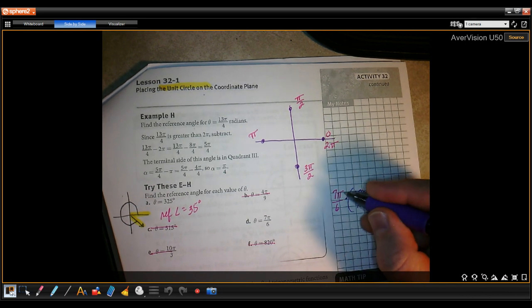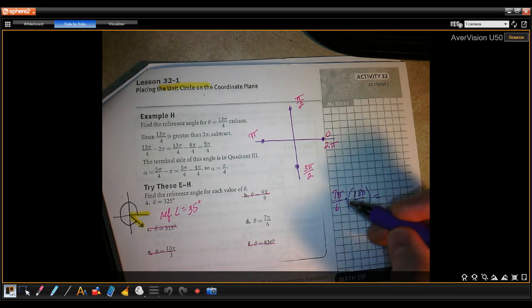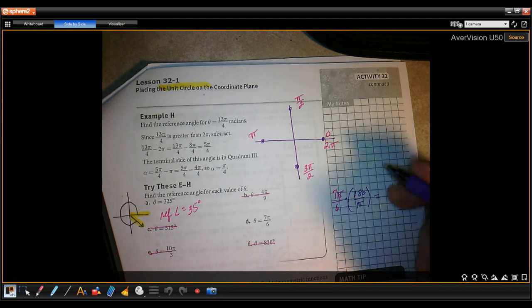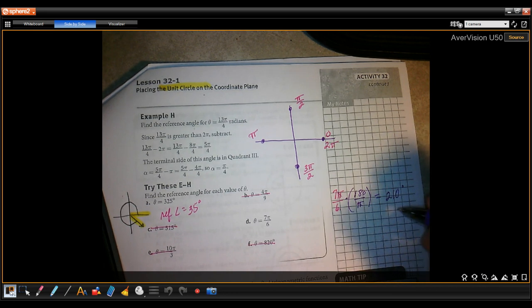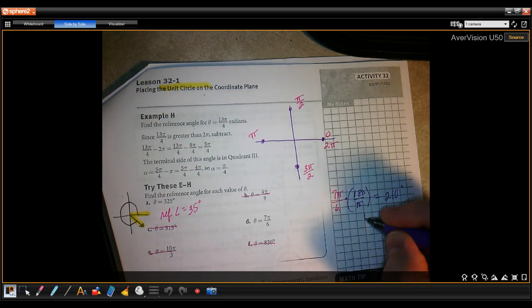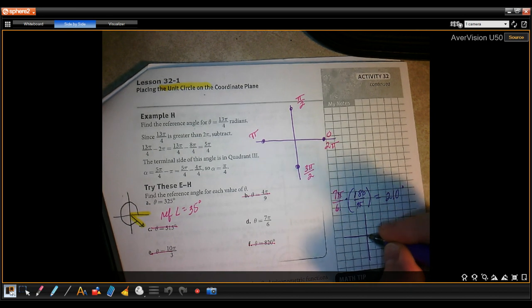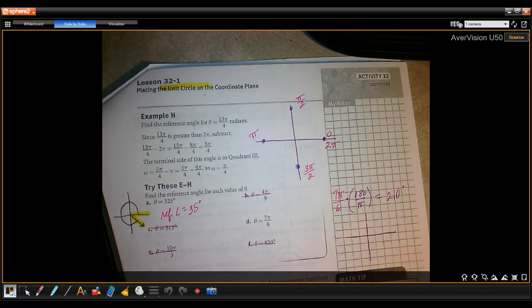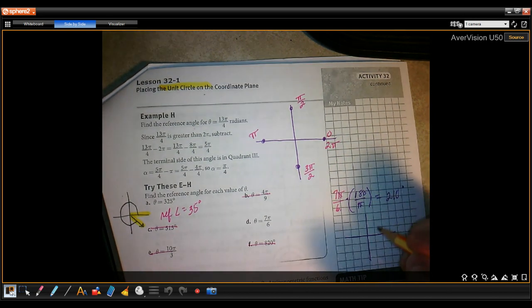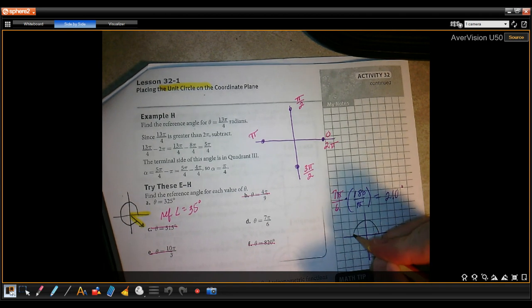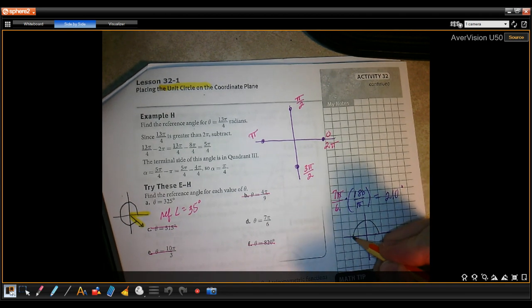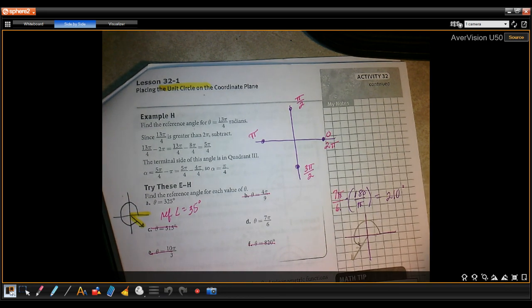Okay, so if you cross out the pi's, 6 goes into 180 30 times. 30 times 7 is 210. So 210 degrees. If you were to draw that out, what will 210 look like? 210 is 180 plus 30 more, like that. So the reference angle would be 30.